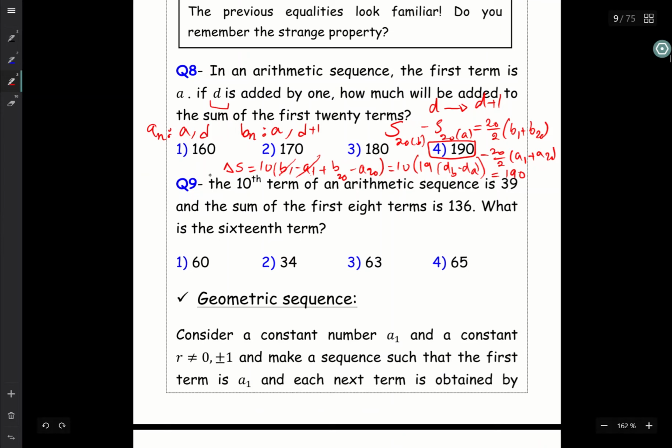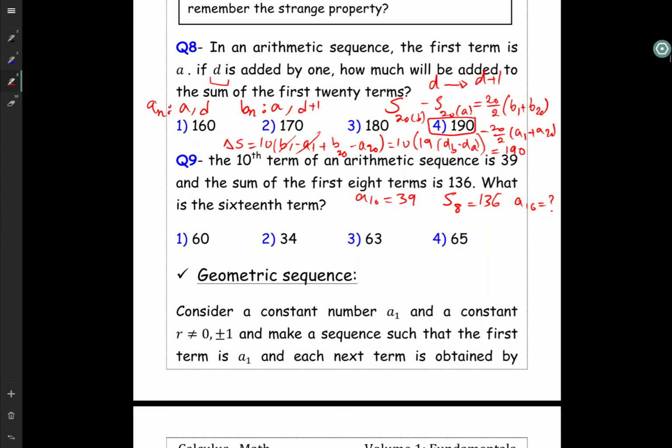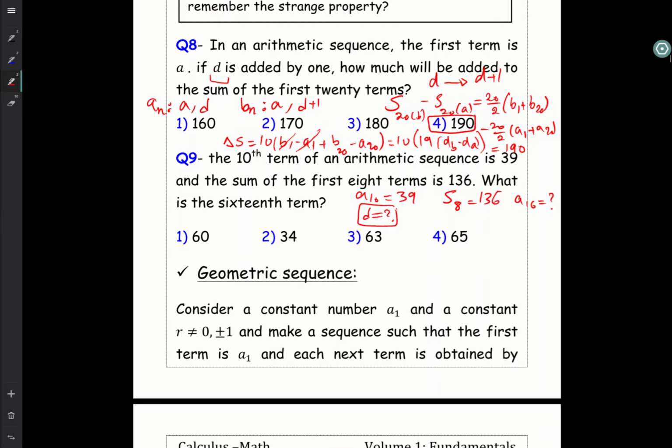Question 9. The 10th term of an arithmetic sequence. So we have a sequence a_n. A10 is 39. And the sum of the first 8 terms, S8, is 136. What is the 16th term? So A16. Interesting. Alright, obviously what we need here is d. If I know what d is, I have all the properties of this arithmetic sequence, and I can solve it.